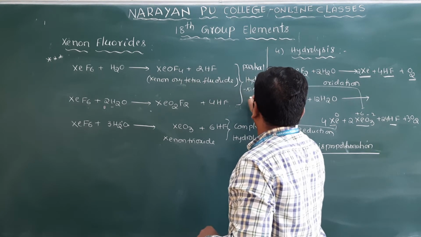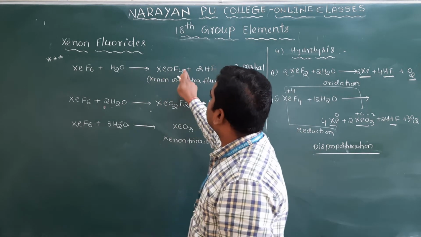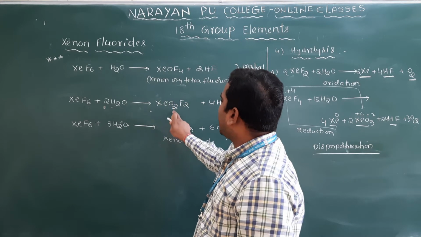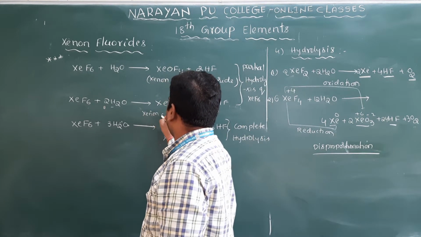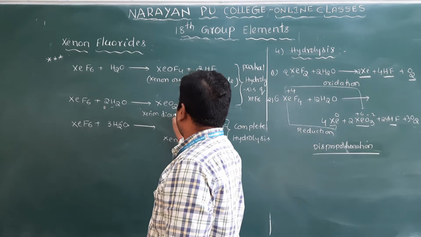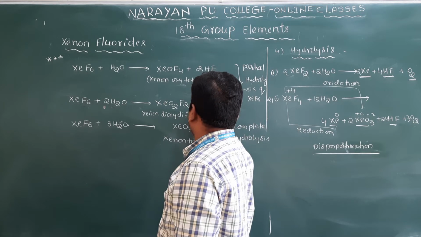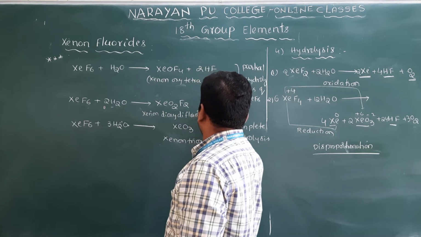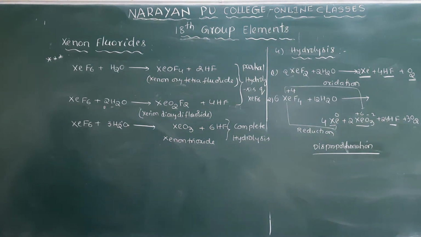of XeF6. Then you will get xenon oxytetrafluoride and xenon dioxydifluoride. What is the name? This is xenon dioxydifluoride. So this is about the reaction with water.